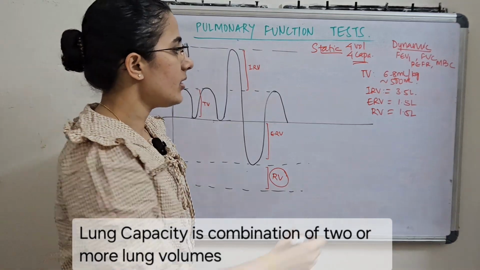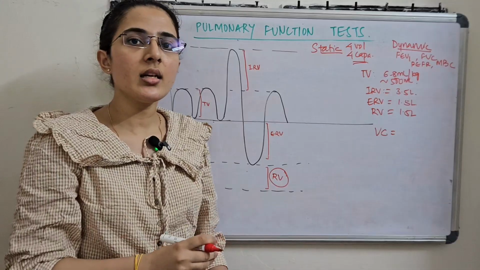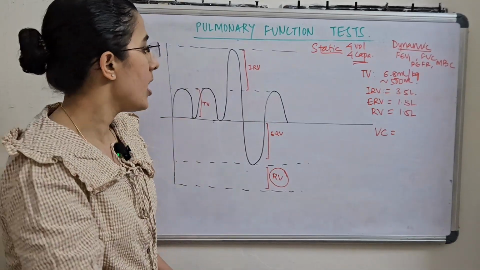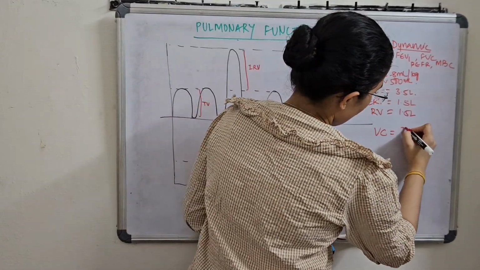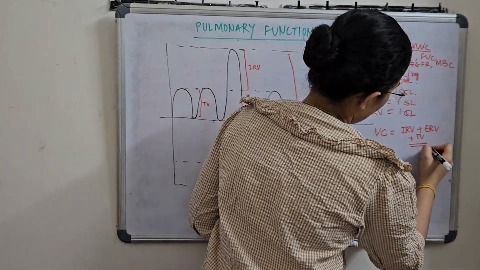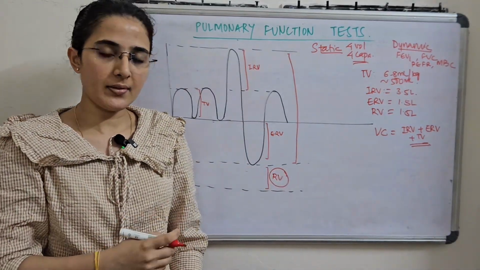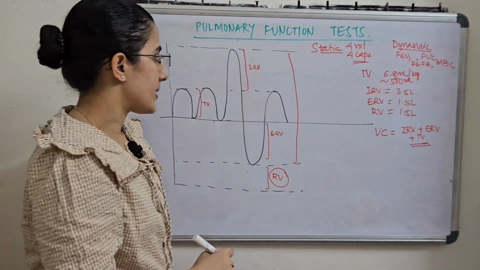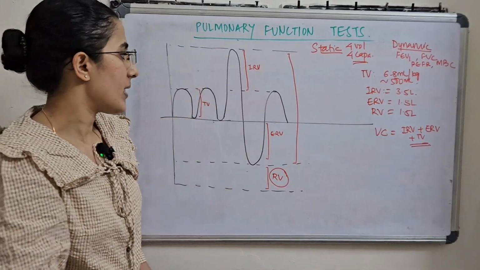The first capacity is the vital capacity. Vital capacity is the amount of air which can be maximally inhaled after a maximal exhalation. So vital capacity basically includes inspiratory reserve volume with expiratory reserve volume and the tidal volume. Whenever we are doing pre-oxygenation, we have to ensure that they take at least 2 to 3 vital capacity breaths. Right.